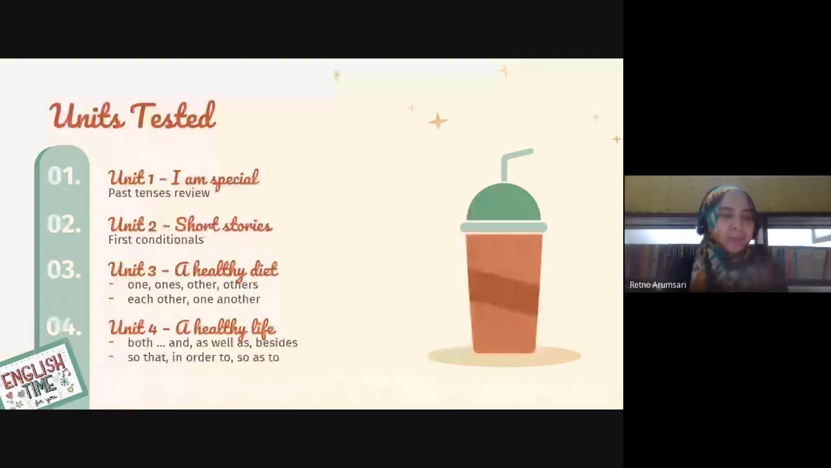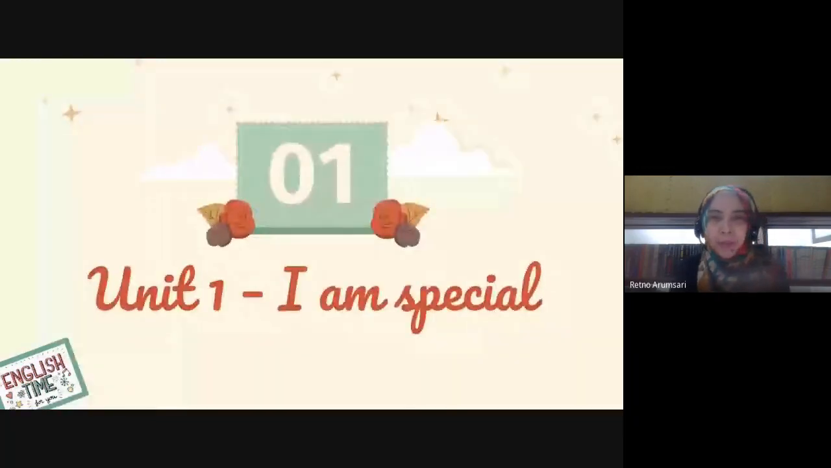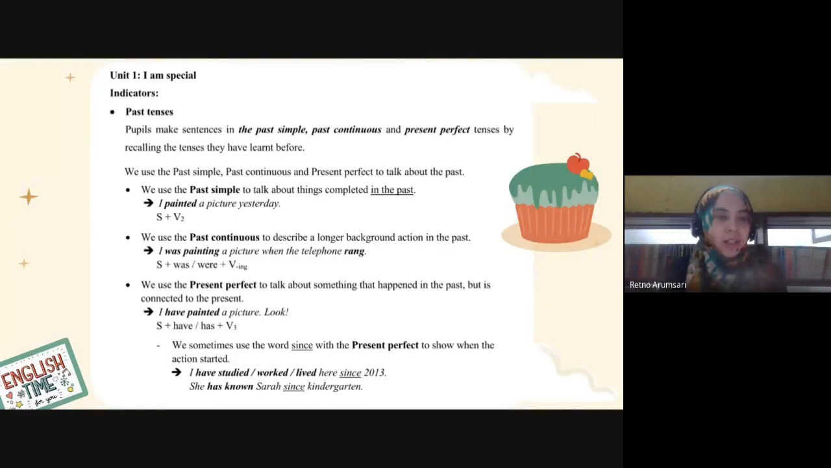Okay, guys? Now, let's go to the units one by one. First, Unit 1. I am special. Okay, here you are faced with past tenses. There are 3: past simple, past continuous, and present perfect. Okay, so when you are doing these problems, you have to find the clues. Okay, look for the clues.